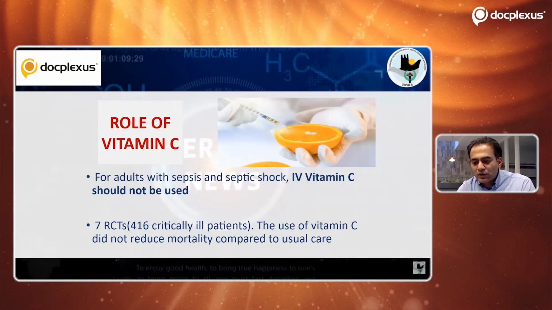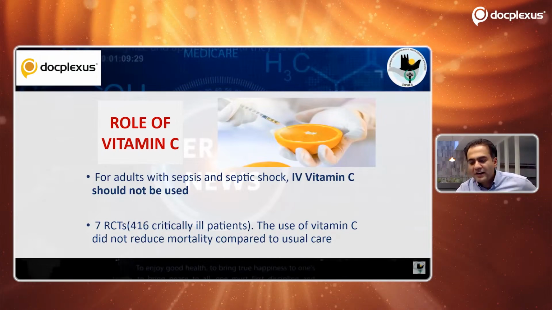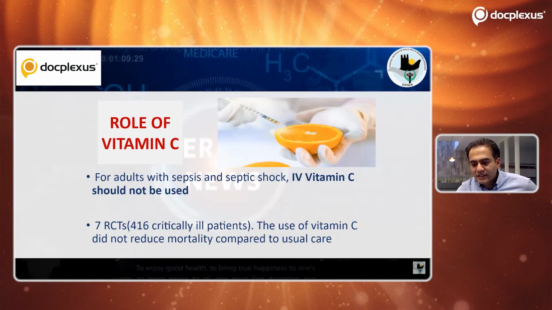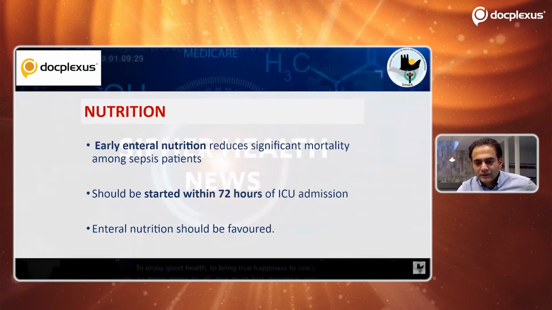Seven randomized controlled trials have been conducted in the last 3-4 years, and all have seen that there is no mortality benefit for the use of vitamin C. We have used it in very, very high doses after the Marik trial that suggested the use of vitamin C of 3 grams. But the evidence is now against vitamin C.